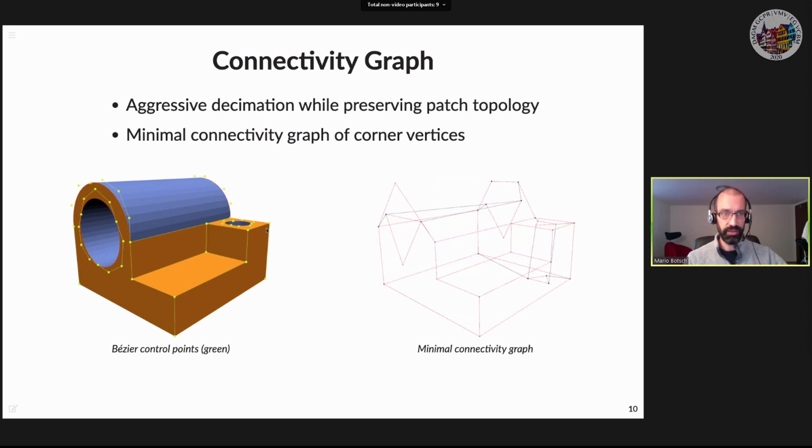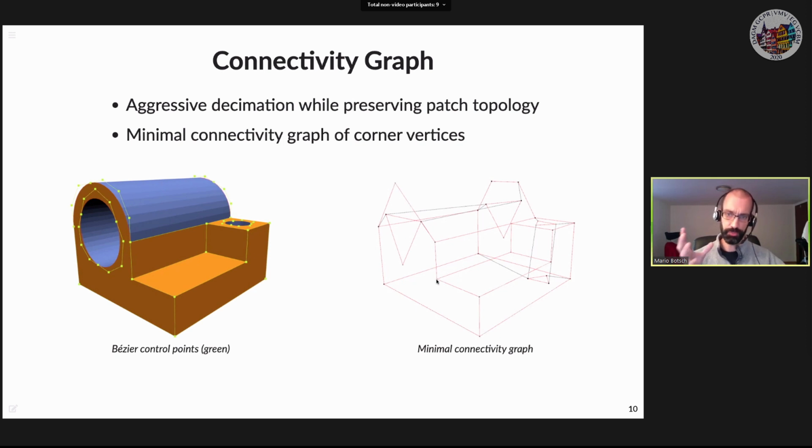So once we have the boundary curves approximated, then we go on and basically distill what we have to the bare minimum to extract the connectivity between the corner vertices. So we do a super aggressive decimation of the triangle mesh that you see on the left-hand side. We don't stay with triangle meshes, we produce a polygon mesh. So the connectivity graph that we get is shown on the right-hand side.